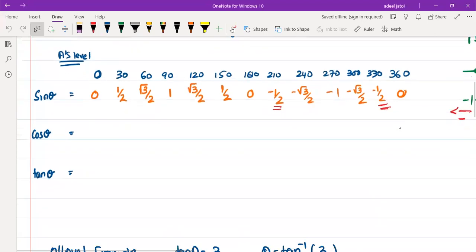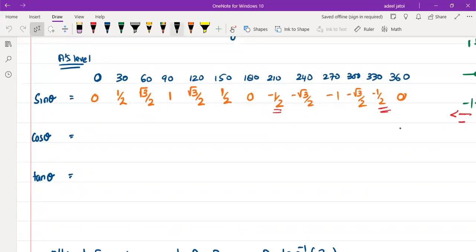Now, if I say cos 0, if you take out your calculators and write down cos 0, you will have the answer as 1. Then cos 30 will be under root 3 upon 2. Cos 60 will be half. Cos 90 will be 0. Cos 120 will be minus half. Cos 150 will be minus under root 3 upon 2. Cos 180 will be minus 1.